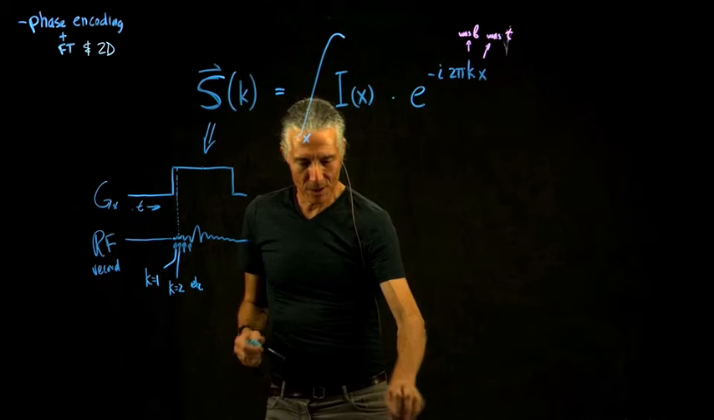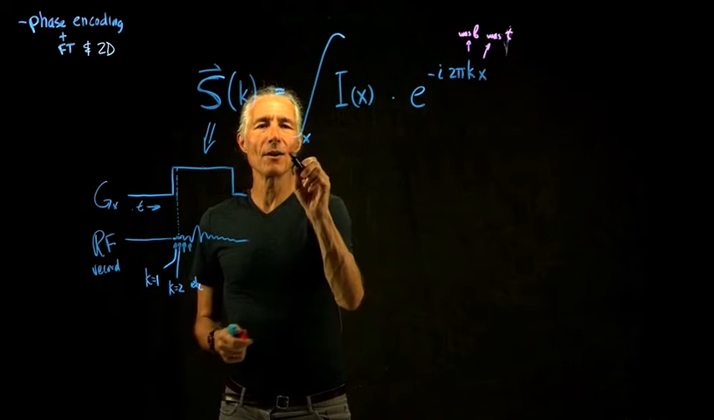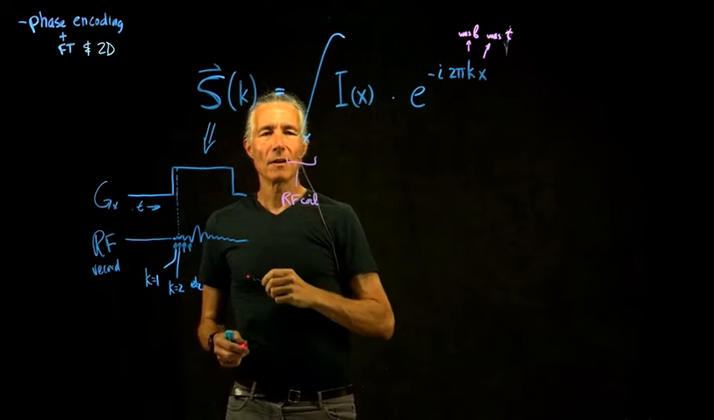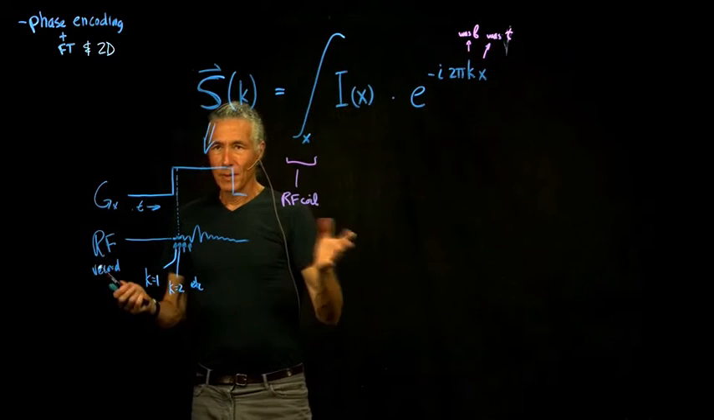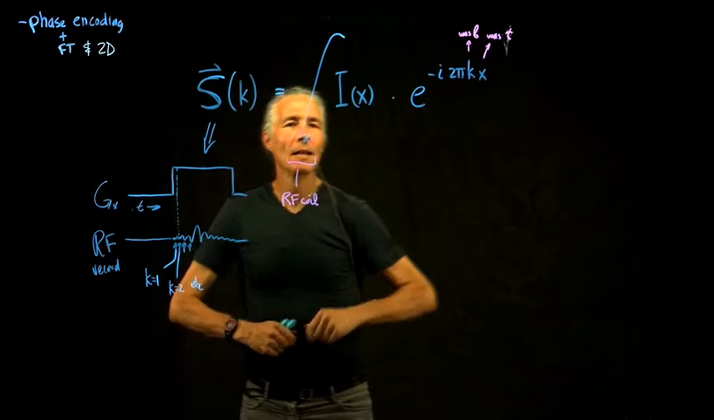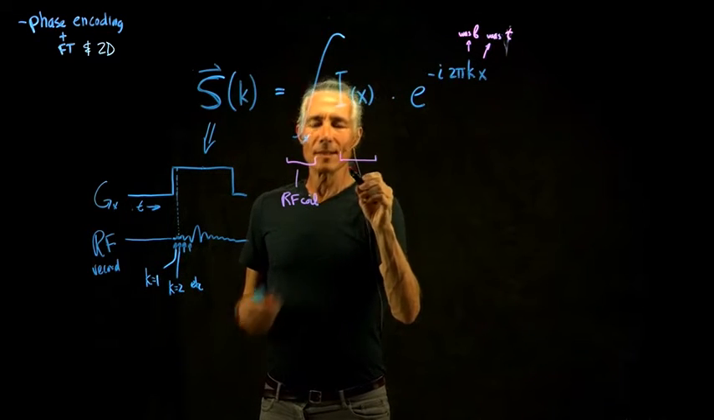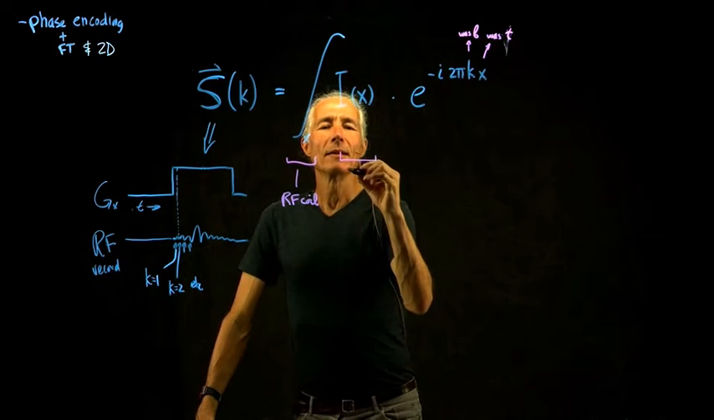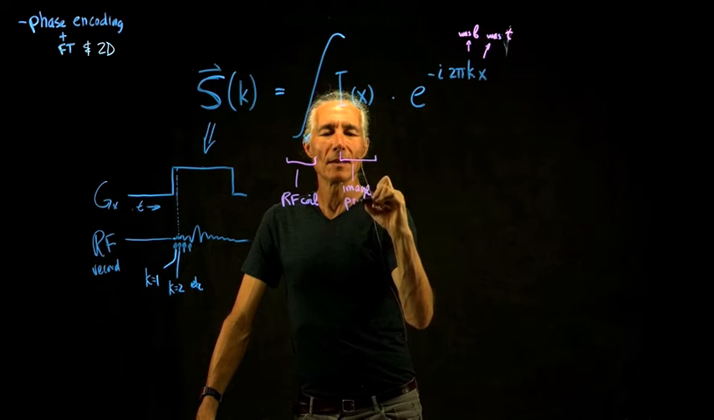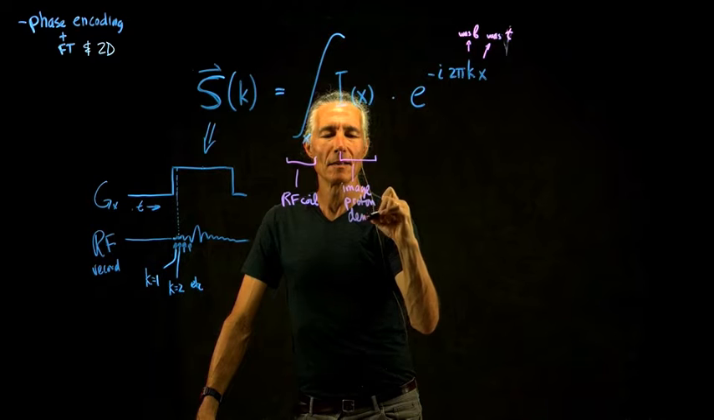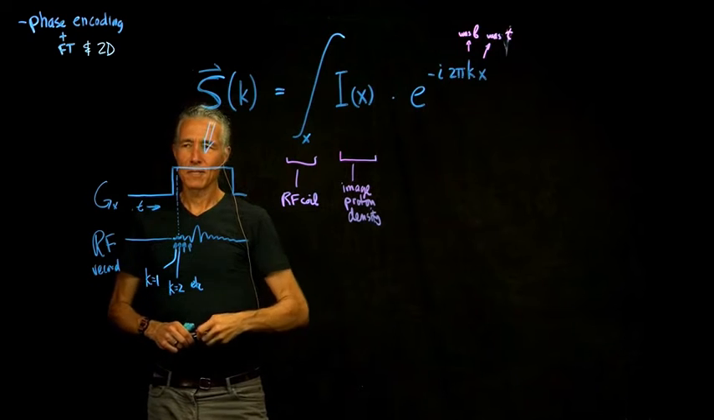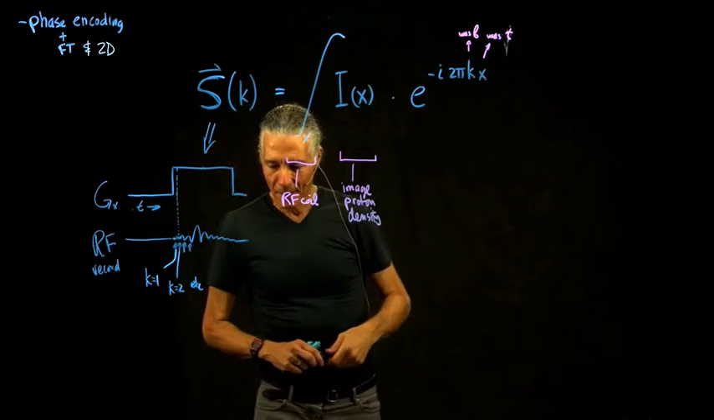And then we're summing up across the image. What's doing the summing? Well, the summing is basically the RF coil. The RF coil is not paying any attention to where it is. It's just adding up across the whole brain. And then what is this? This is basically the image, the proton density. So that's the actual brain.